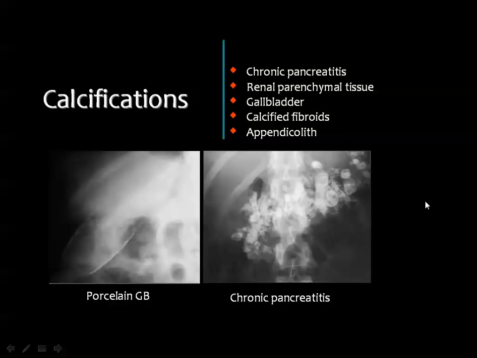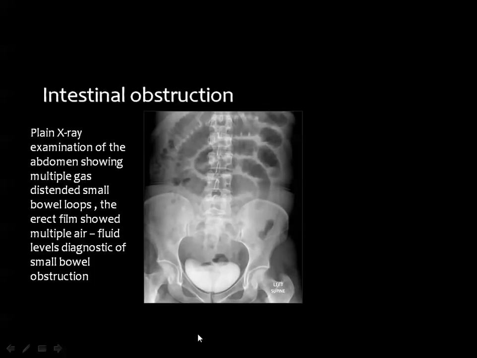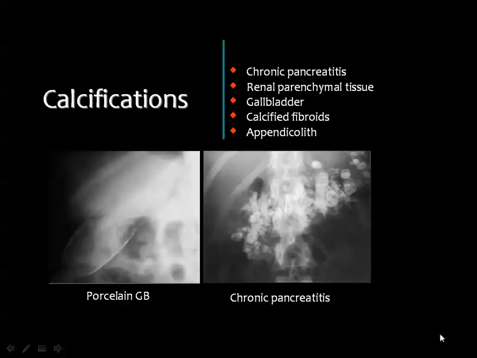Then gross or fine calcifications at the anatomic site of the pancreas is usually diagnostic of chronic pancreatitis, while calcification of the gallbladder wall is known as porcelain gallbladder, and this is, as you all know, a precancerous condition. Then also you can see calcification in the region of the appendix, which may indicate the presence of appendicolith, which is one of the signs of acute appendicitis, as we will discuss later on.